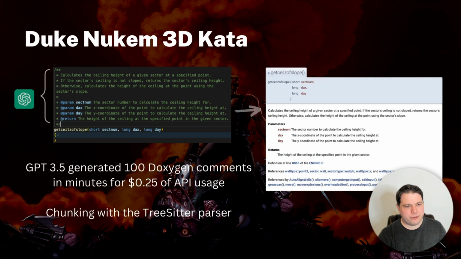And I was able to run this on the 100 plus functions in the engine.c file. And in a few minutes, it produced comments for every one of those functions. And it used 25 cents of API usage. Now, it's not free, but it's pretty darn cheap. And they're not, I'm sure, fully accurate. I found one or two that were wrong, just spot checking them. But most of them were pretty reasonable.